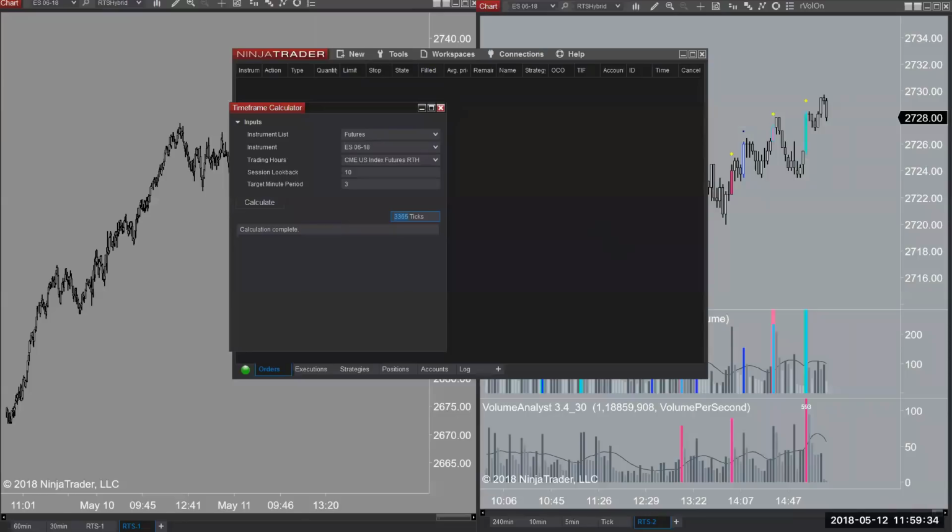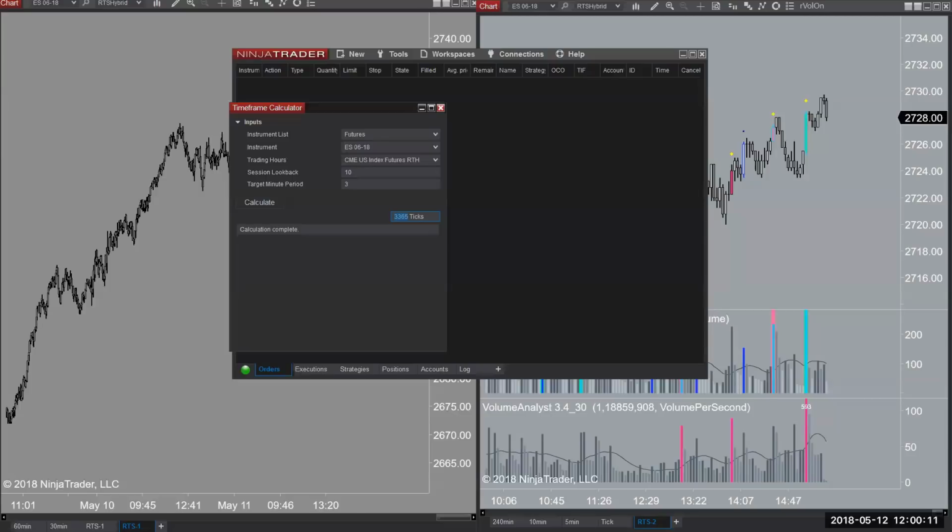Why am I using the RTH session and not the full day? Because of the total number of transactions. I'm trying to emulate a 3-minute chart during the day session. That 3-minute chart during the overnight only contains maybe a 20th of the total number of ticks. So it just doesn't compare. It doesn't give me the data that I'm looking for.